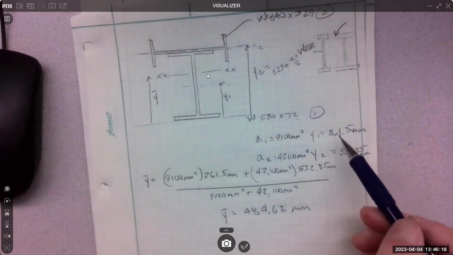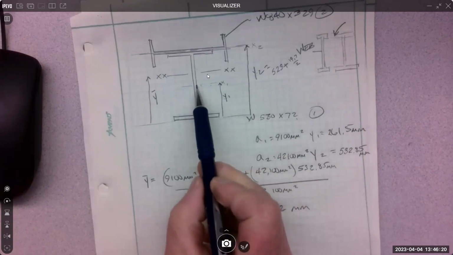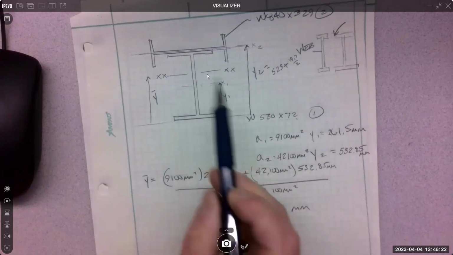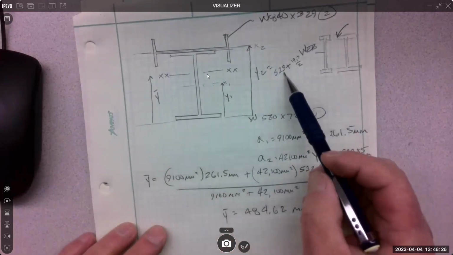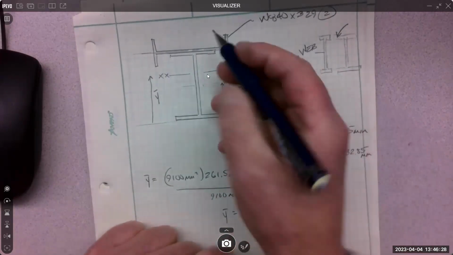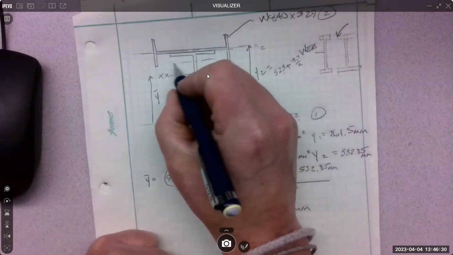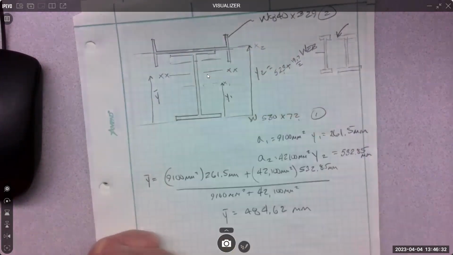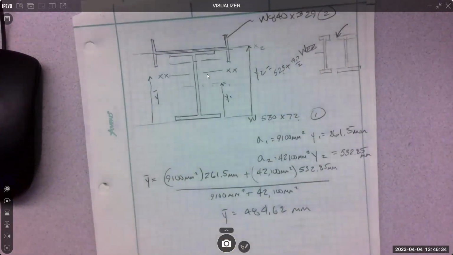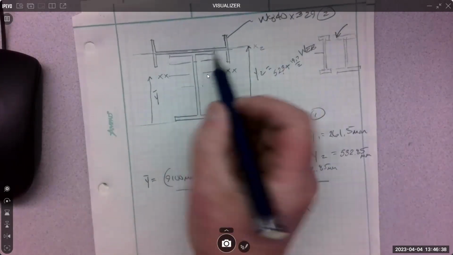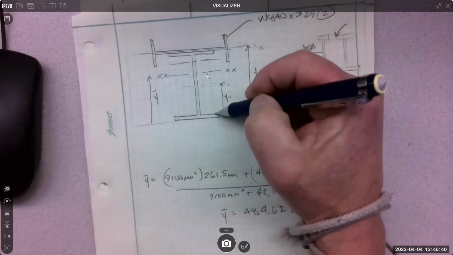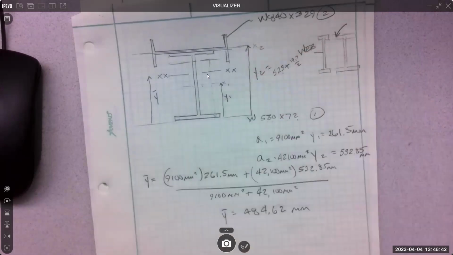Like here's halfway, 261. That's right here. How tall is this first piece? 523. Yeah, it's way up here. Right? Like to scale, it's way up here. So that C value is definitely this value that we'd use in the bending stress. It's pretty big.